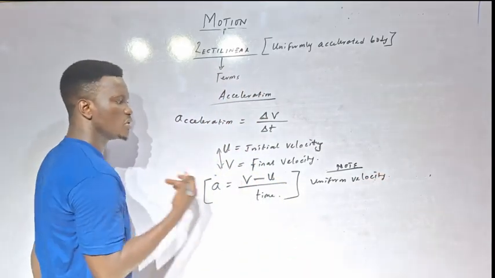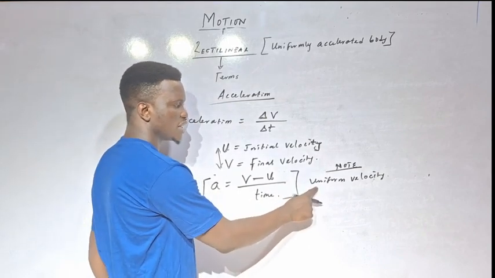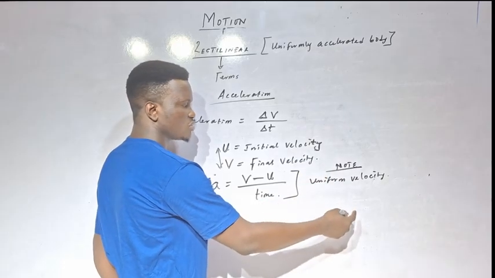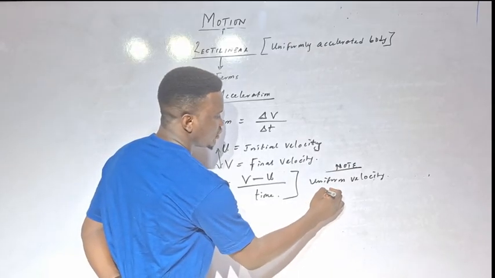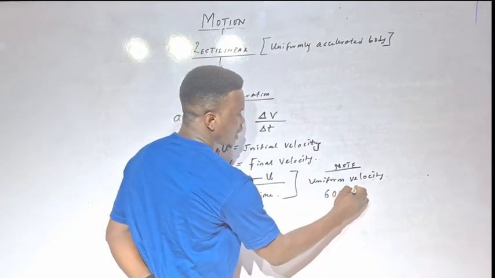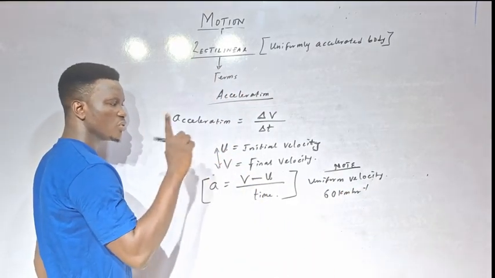So I talked about uniform velocity. We said uniform velocity is when a body covers equal distance or equal displacement in equal time intervals. And what does that mean? That means that if a body is moving at 60 km per hour, it will be covering 60 km for every 1 hour.